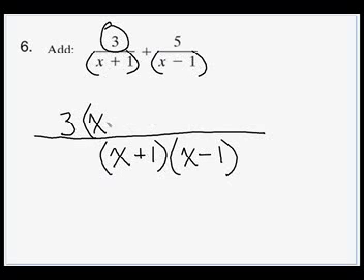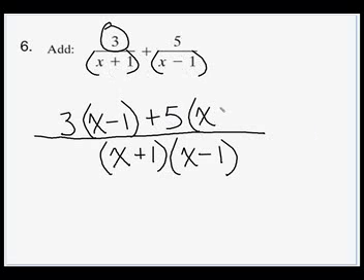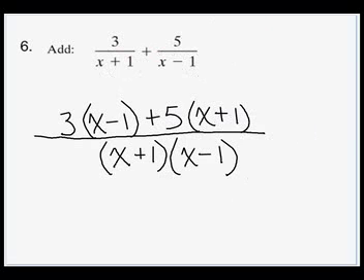So we're going to multiply that numerator by what was missing under it. And then we have a plus 5. The 5 already had this component of our common denominator, x minus 1, but it was missing the x plus 1. So we multiply the numerator by what was missing underneath it. Okay, a little more algebra here.